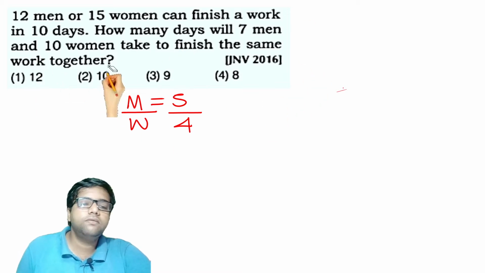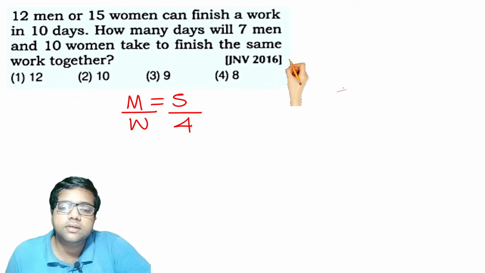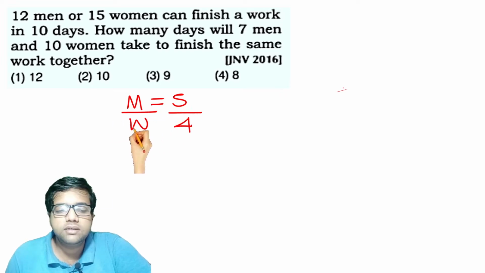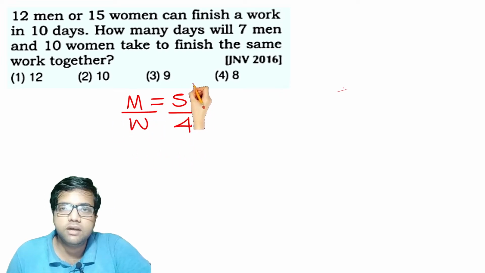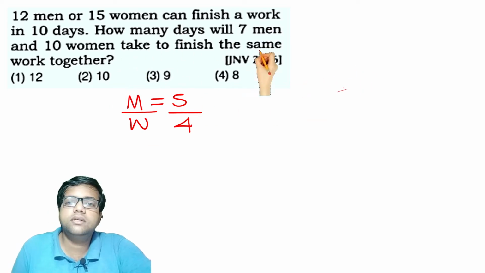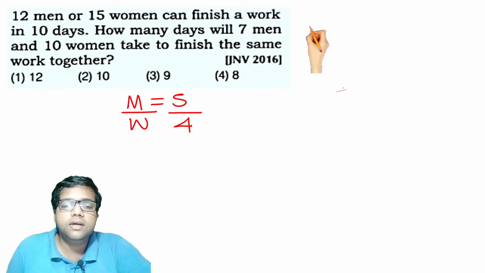So what is the total work then? The capacity of 1 man is 5 units and the capacity of 1 woman is 4 units. This we have found. But what is the total work which needs to be done?